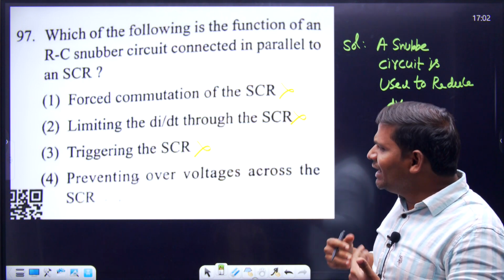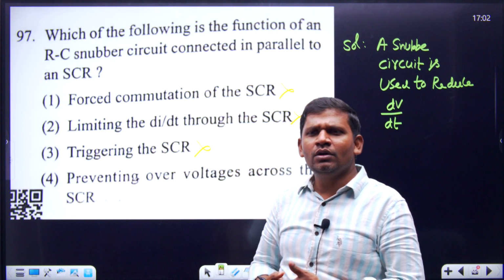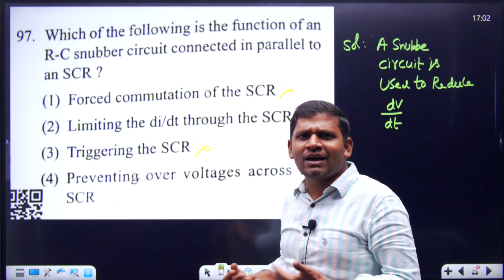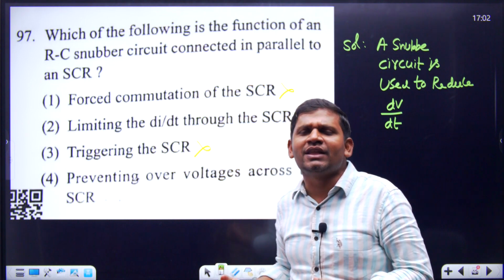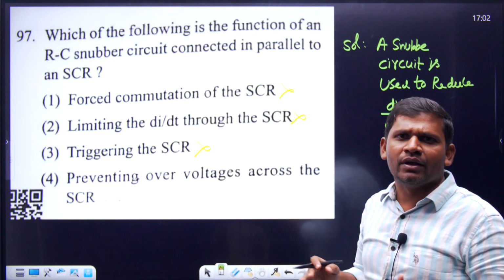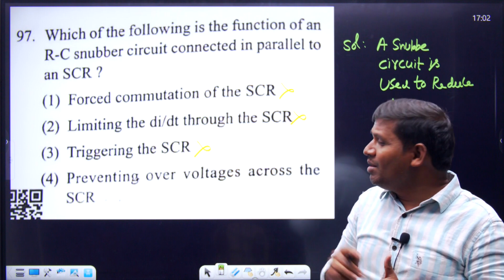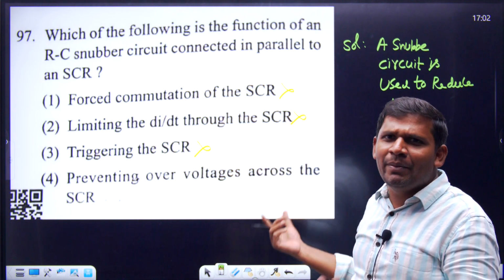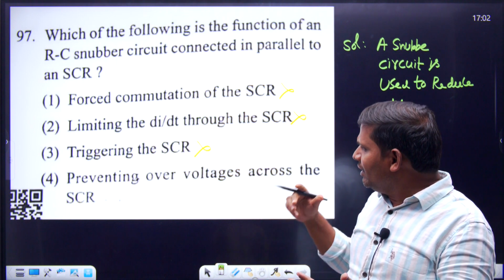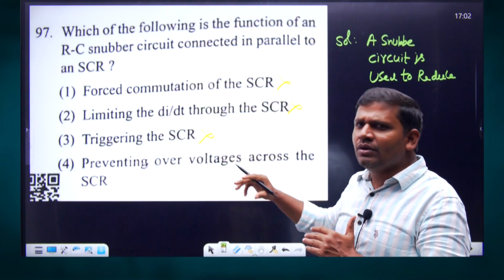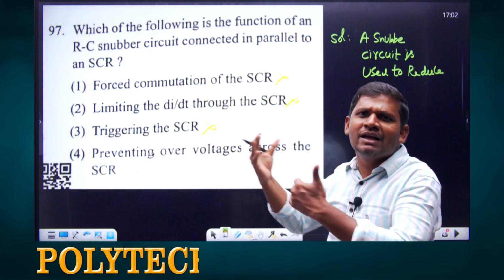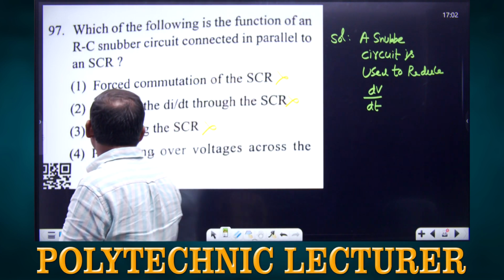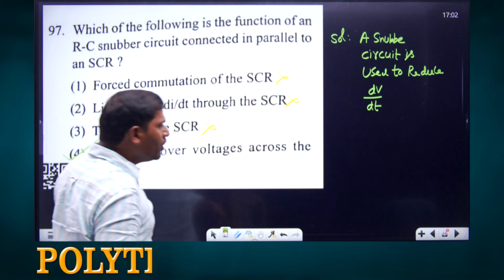Generally, you already studied one more statement also. To prevent over voltages across the SCR, generally we can use a thyrector or varistor or MOV, metal oxide varistor. But that is not given here. It is asking about the snubber circuit, and dV by dt is not there. Maybe their motive is that they considered dV by dt as over voltage only. That's why the correct answer is preventing over voltage across the SCR. That point you have to concentrate on.